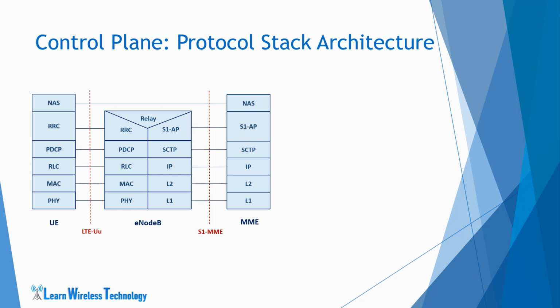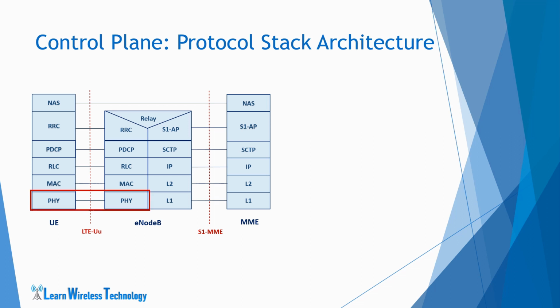So here eNodeB is responsible for transferring the NAS messages between UE and MME, as eNodeB is the radio interface termination point of UE. The NAS messages are piggybacked into the RRC messages while transferring between UE and MME. eNodeB only reads and interprets the RRC messages that are meant for it. It does not interpret the content of NAS messages and forwards them straight away to MME or UE as received.